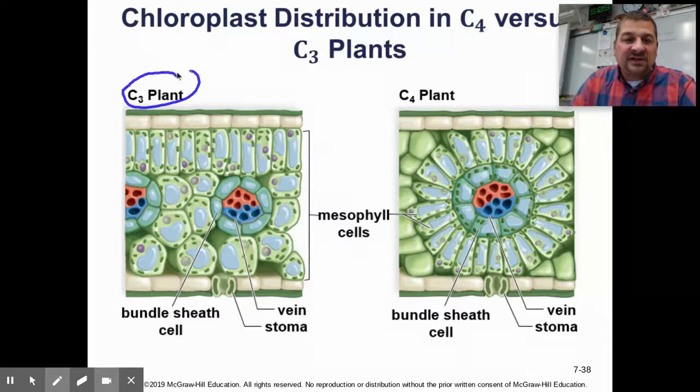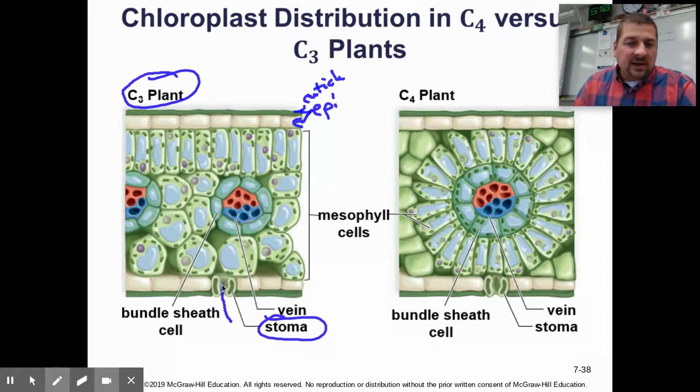On this slide, here's our C3 plant. Here's the cuticle, the waxy cuticle, and these are the epidermal cells right here. And then down here is our stomata, or our stoma. This is where the gases are going to come in.